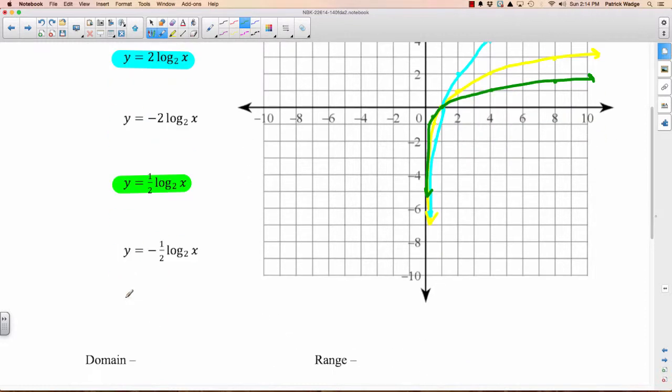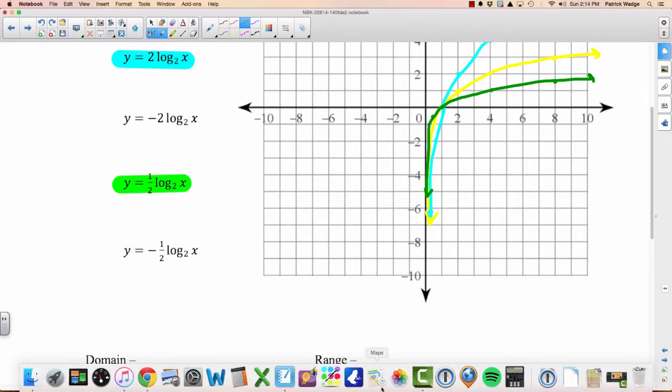Okay. All right. Very nice. Let's now go to this bottom one down here. So the only thing I need to change is to make the a value negative. It's going to be -1/2. Let's see what happens.